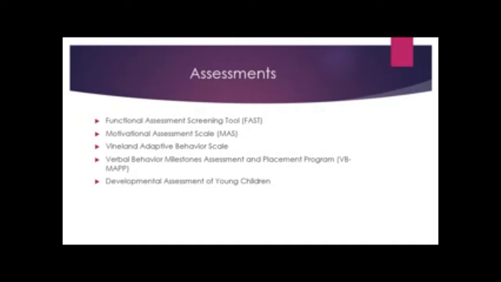So once you've got the packet and you've looked through the CSA and you're familiarized with it, you want to choose the assessments you're going to use. So we're going to talk about all of these assessments a little more in depth. We're going to talk about the Functional Assessment Screening Tool, or the FAST, and this one is the most commonly used one. We're going to talk about the Motivational Assessment Scale, or the MOS, the Vineland Adaptive Behavior Scale, the Verbal Behavioral Milestone Assessments and Placement Program, and this is the VB-MAP, and the Developmental Assessment of Young Children, which is the Day C2.